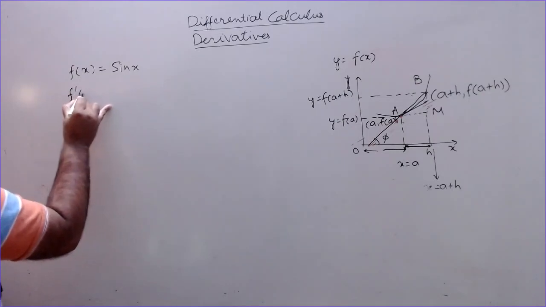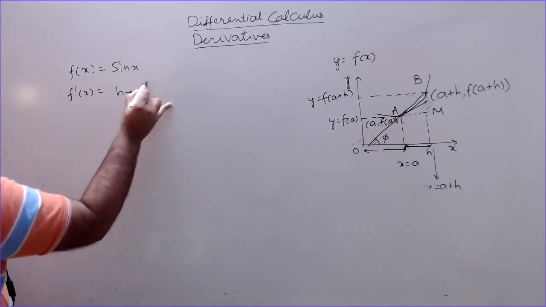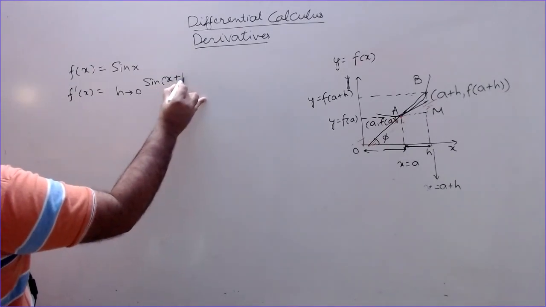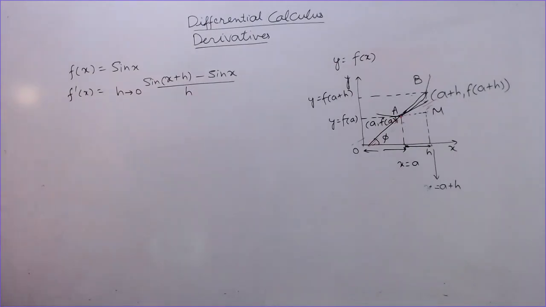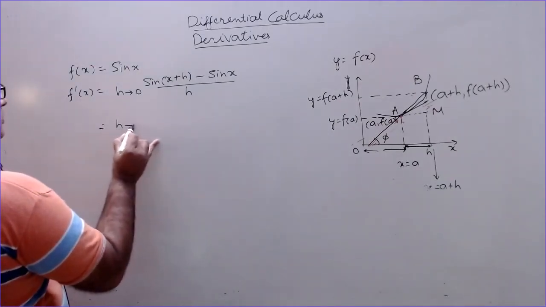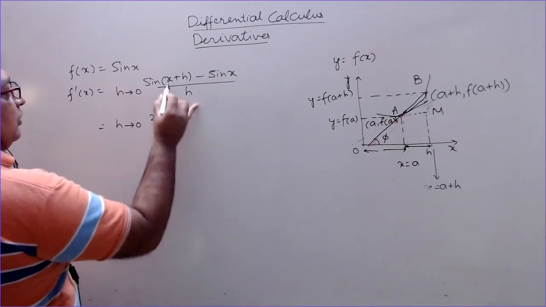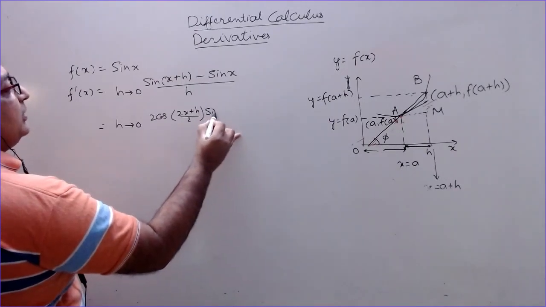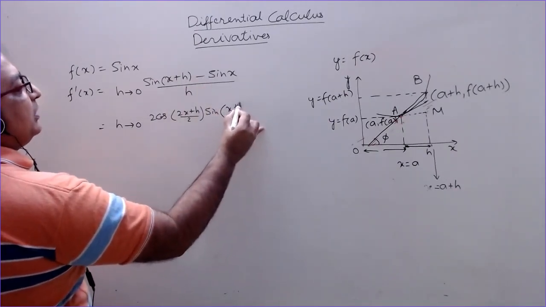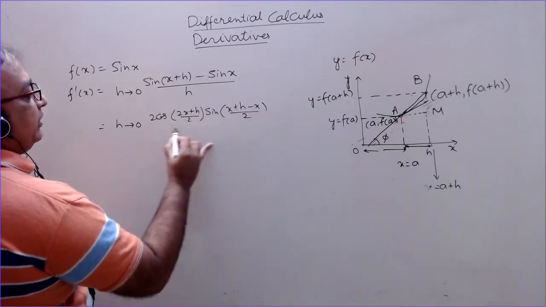So f'(x) is the limit as h tends towards 0 of [sin(x plus h) minus sin x] divided by h. And we have to solve this by using the formula for sin a minus sin b, that is 2 cos((a plus b)/2) sin((a minus b)/2). So 2 cos((2x plus h)/2) sin((x plus h minus x)/2) divided by h.